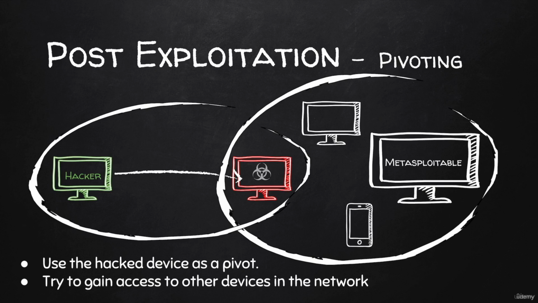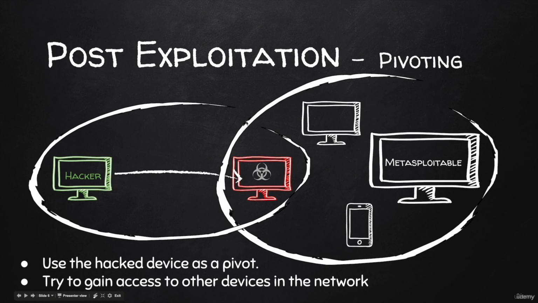In today's lecture and the next few lectures, we're going to talk about pivoting. We're going to assume that our target is this Metasploitable device. Now, each one of these circles, the big circles, we're going to assume is a network. And as you can see, the Metasploitable device is not visible by the hacker.